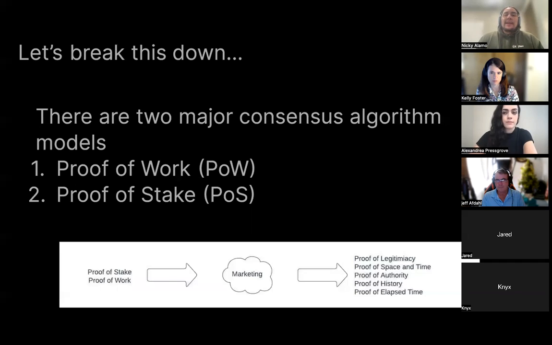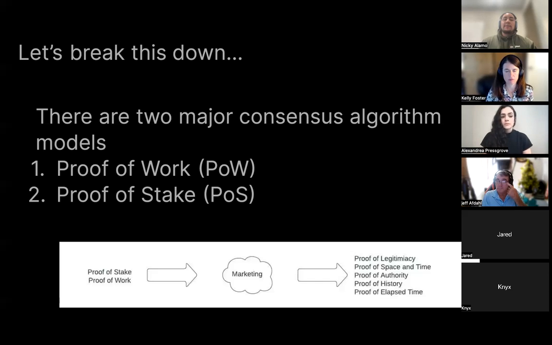Right off the bat, I think it's very important to discuss this because there are a lot of people that don't really understand. There are two major consensus algorithm models, and we always hear this in the space: proof of work and proof of stake. It's my opinion that, with marketing and a lot of noise and people wanting to be unique in blockchain, we've gained a lot of different consensus mechanisms with their own names, like proof of legitimacy, proof of space and time, proof of authority, proof of history. But if you really read the white papers, they almost always say similarly to proof of stake, similarly to proof of work.